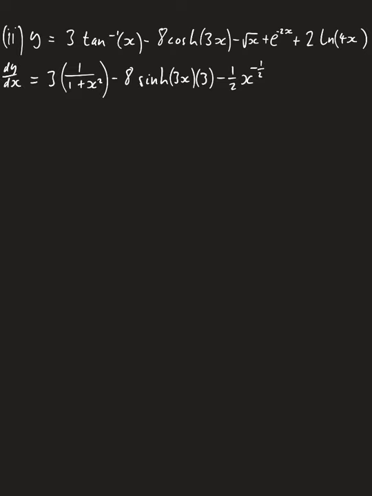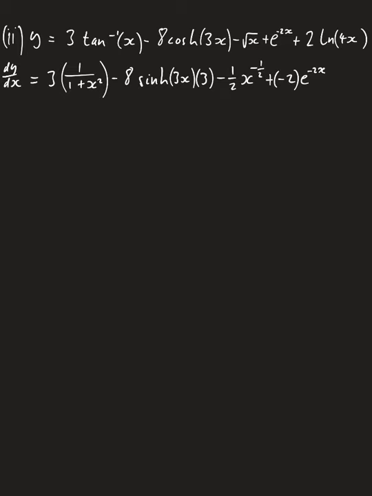e to the power of minus 2x. By the chain rule, I get minus 2 times e to the power of minus 2x. So the derivative of e to the x is itself, and by the chain rule I get that minus 2 out in front, the derivative of what's in the exponent. So minus 2 times e to the power of minus 2x.